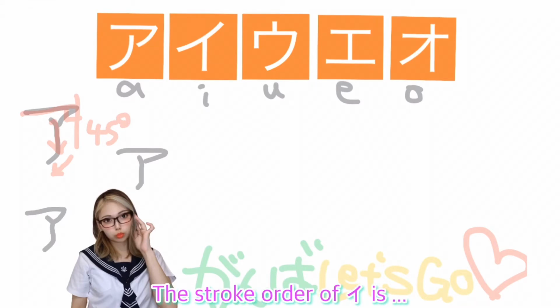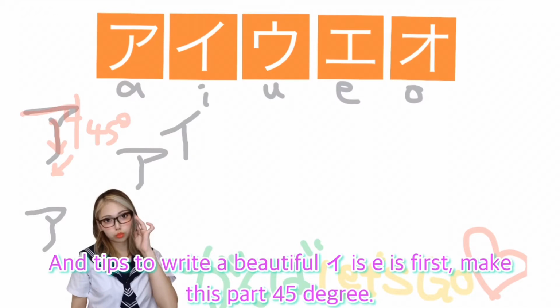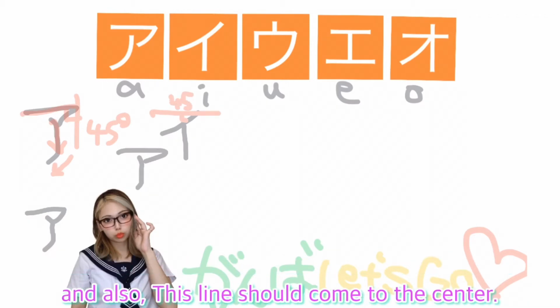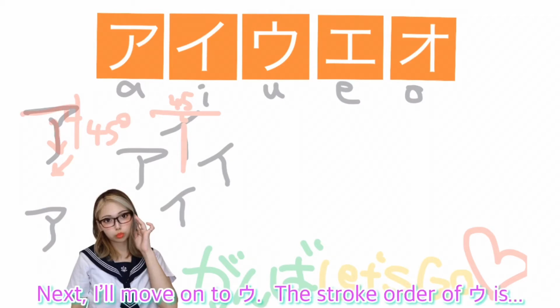The stroke order of i is 1 and 2. And the tip to write a beautiful i is first make this part 45 degrees. And also, this line should come to the center. Yeah, and that's it. So I'll write again. 1, 2. Great. Next, I'll move on to u.